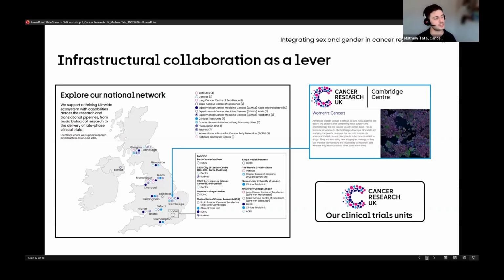And lastly, I want to mention our infrastructure as a further lever to operationalize sex and gender in research. So we fund, as you can see in that map across the UK, a range of institutes, centers, clinical trial units, centers of excellence, experimental cancer medicine centers, and having that kind of collaboration around any topic gives the benefit of cohesion at a local level, but also across similar infrastructure sites to innovate, cross-compare and evaluate research practices and methods.